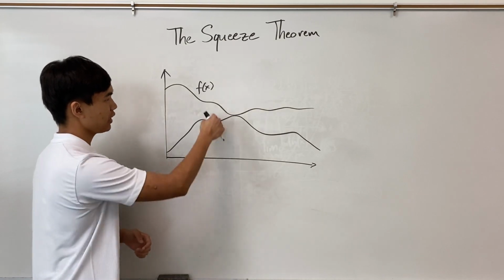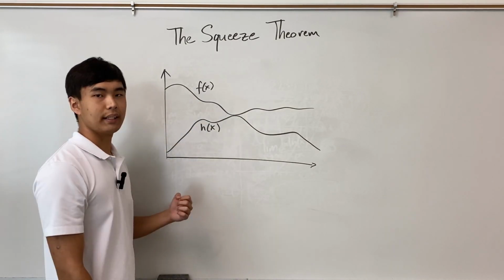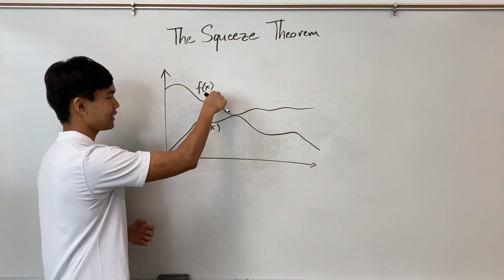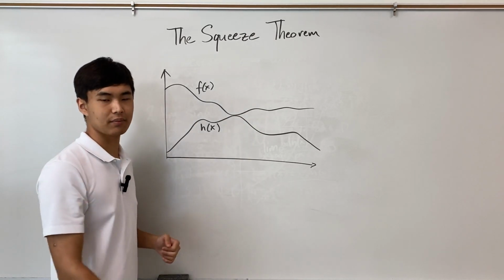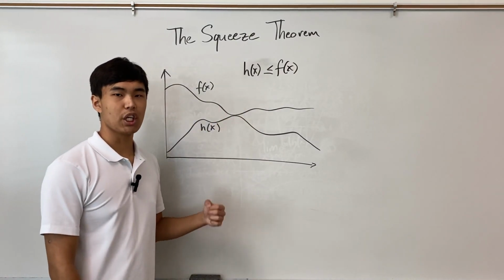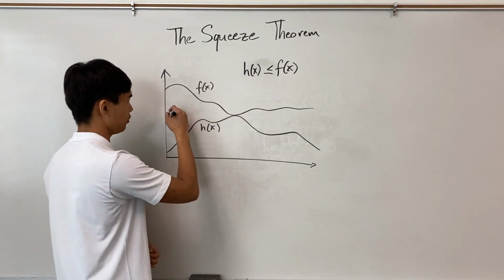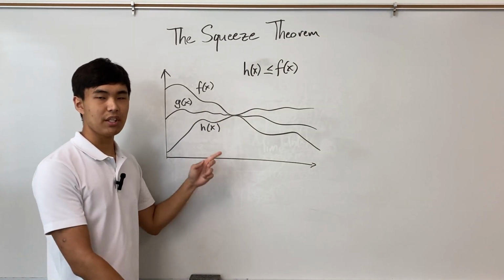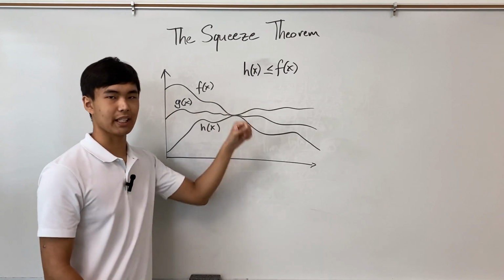So I have a function f of x and a function h of x. Now suppose for all x that f of x is greater than or equal to h of x, like so. But what if we introduce a new function g of x in the middle, like so? And we know that g of x is always between h of x and f of x.